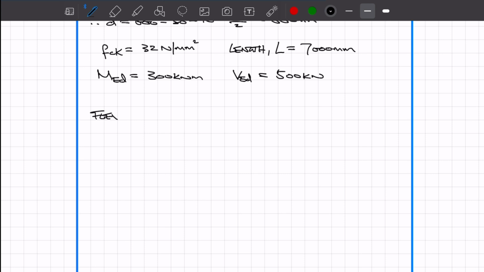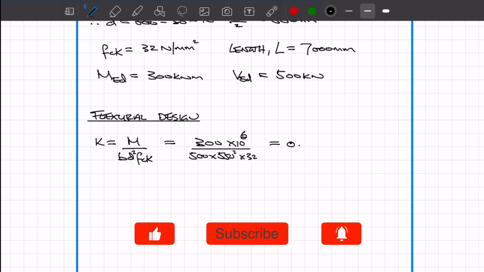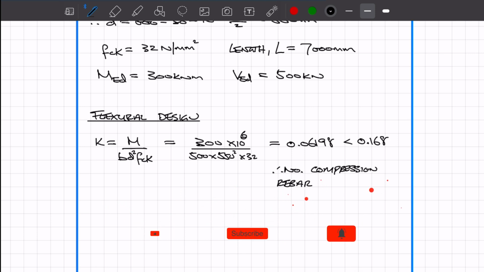So first we need to calculate the K value, which is simply the moment divided by the effective depth squared times width times concrete strength. I find it easiest to convert the moment into Newton millimeters. In the UK, we need to check that K is less than 0.168 to ensure ductile failure. Our K value is less than this, so we don't need to provide any compression reinforcement.